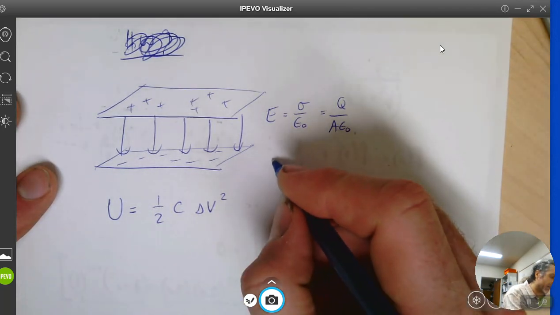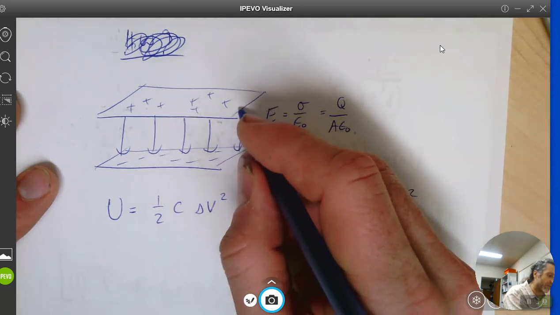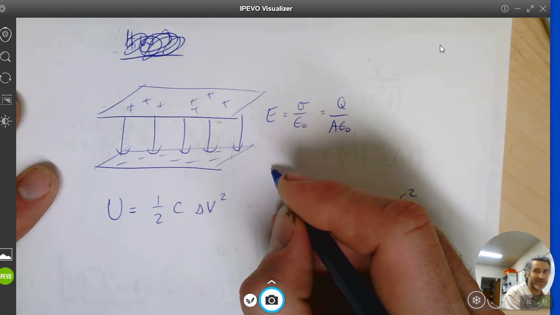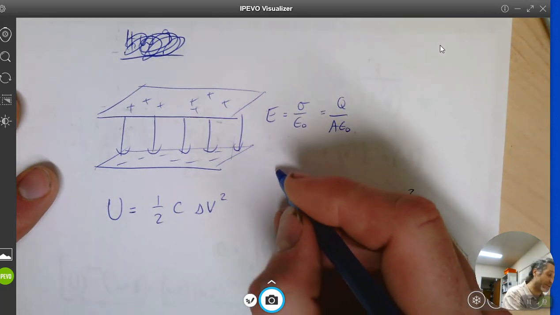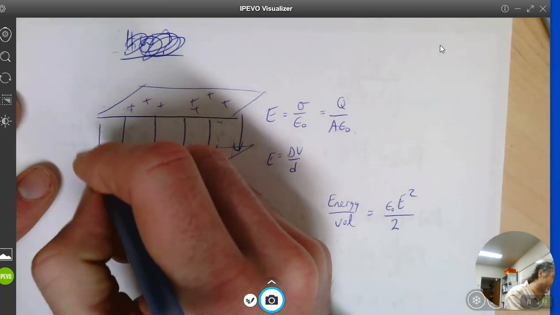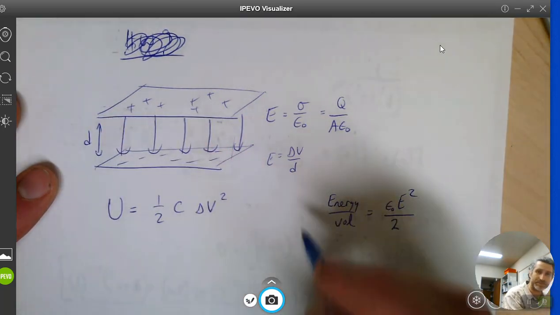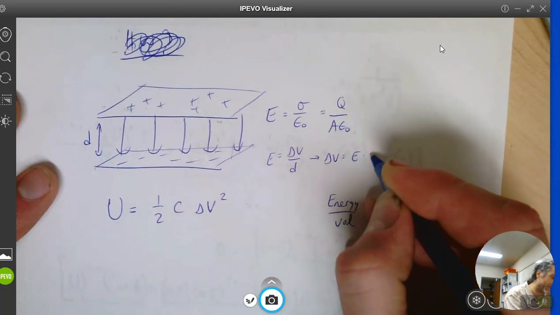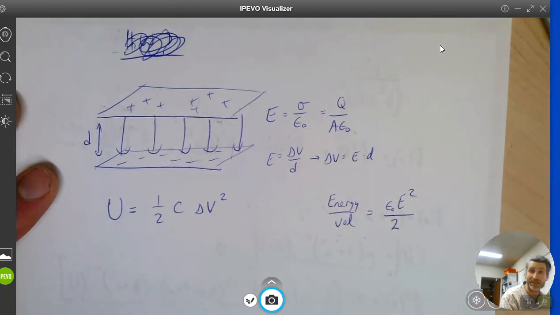We can also say that the voltage is ramping from higher to lower in a linear fashion. In that sense, the electric field is the slope of the voltage. In other words, electric field is delta V divided by distance, maybe the distance between the plates here. Or in other words, delta V is equal to E times the distance between the plates. It's a uniform field, so we can do that.